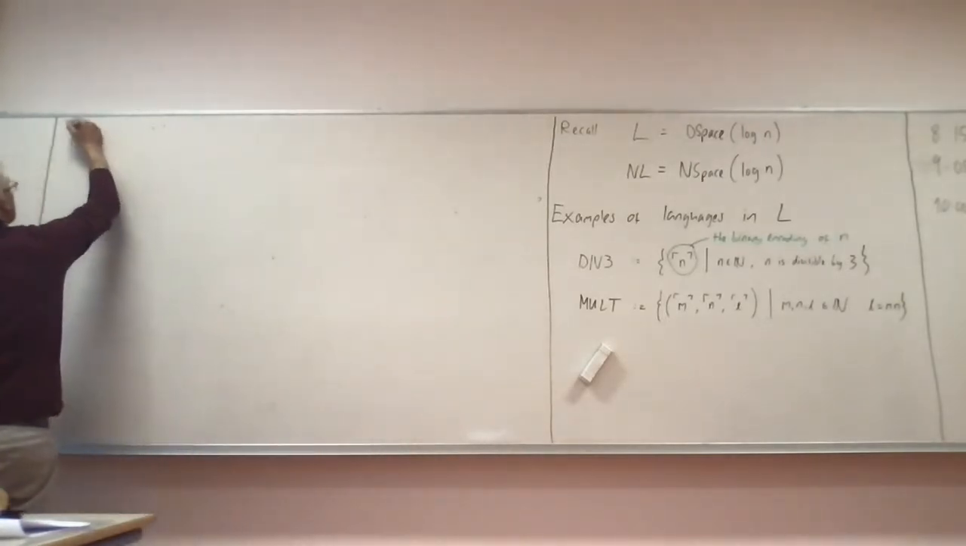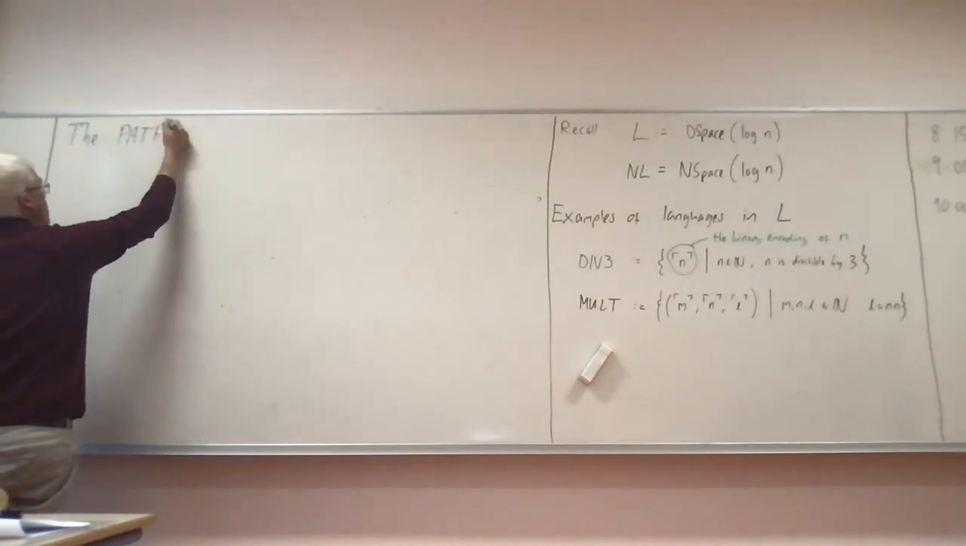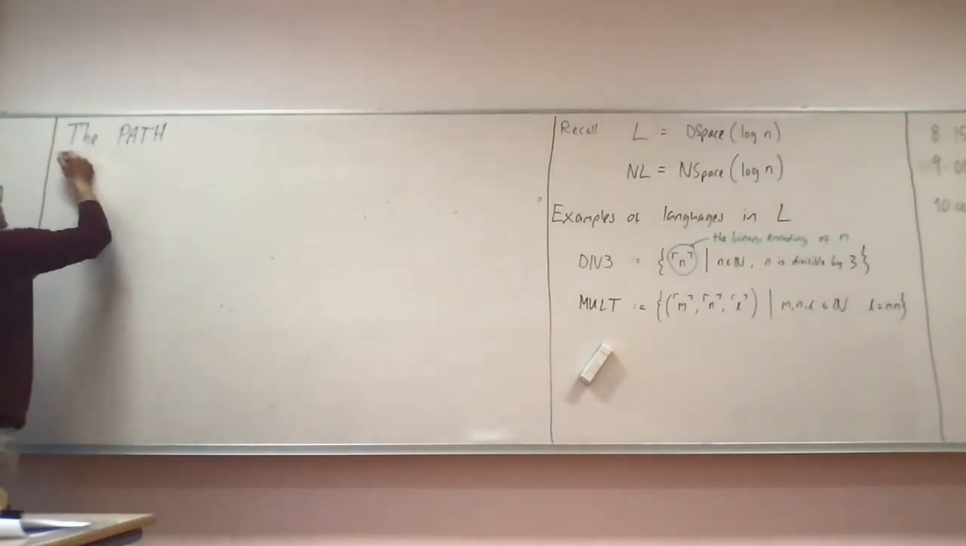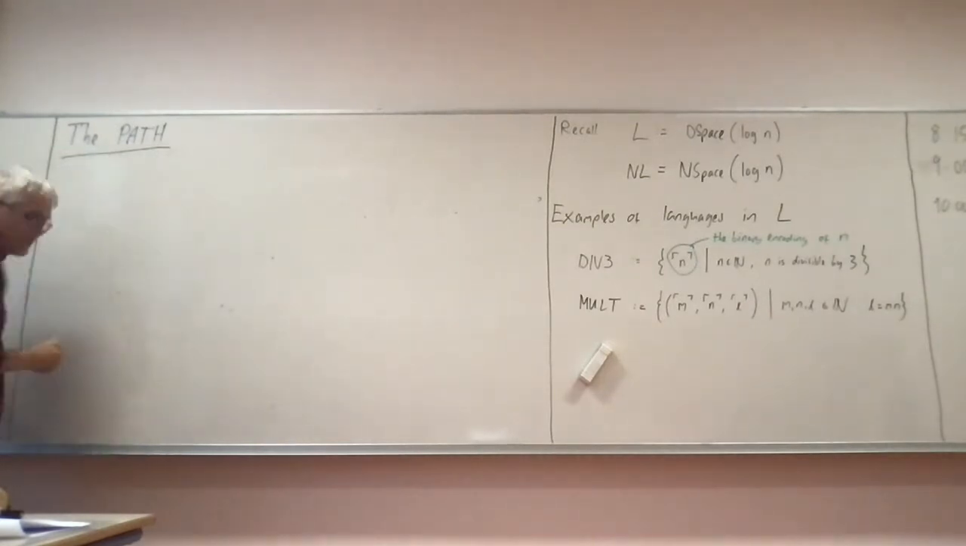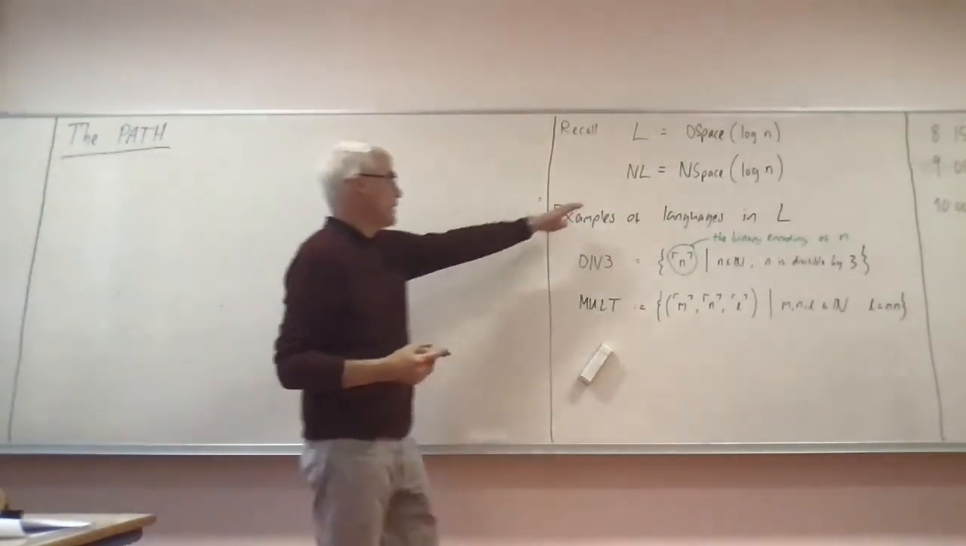Path problem, we're going to show this is a problem that is not known to be in deterministic logarithmic space, but we're going to show that we can solve it with a logarithmically space-bounded non-deterministic Turing machine. So it's in the class NL.